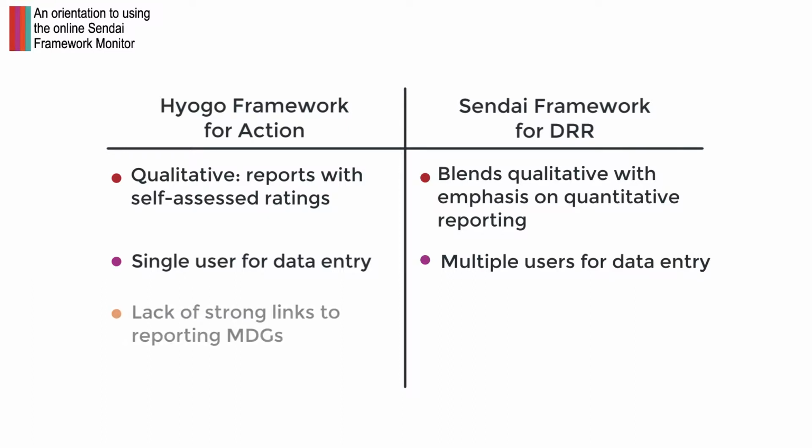Furthermore, the Hyogo Framework did not have strong links to the reporting of progress of the Millennium Development Goals, while the Sendai Framework Monitor directly connects data inputted into its system to the SDG reporting system, negating the need to report the same data twice to different agencies.